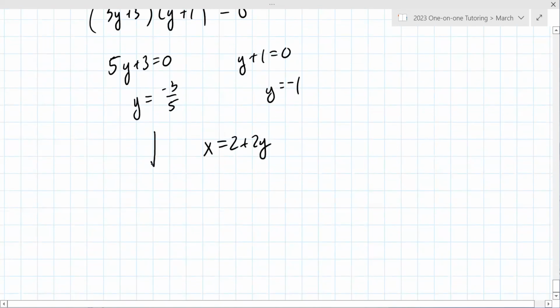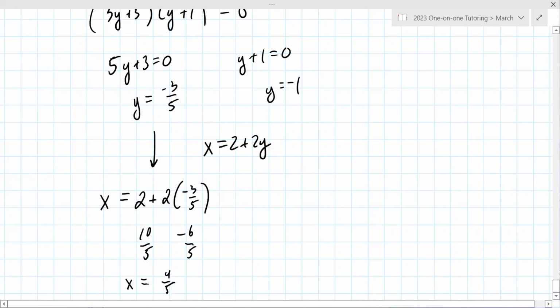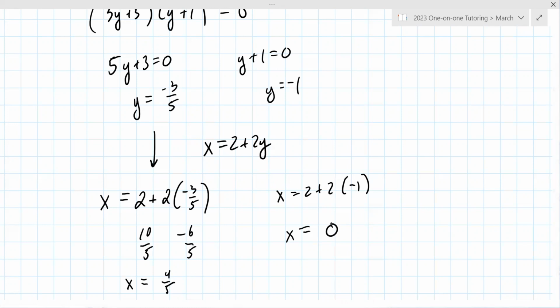So you have to use each of these in that equation to find x. 2 plus 2 times -3/5, which is -6/5. 2 is really 10/5. So that's 4/5 for your x. So that's an ordered pair, -3/5, 4/5. Same thing on the right here, x equals 2 plus 2 times -1. X equals 0. So it worked out nicely, thank goodness, on the one on the right.